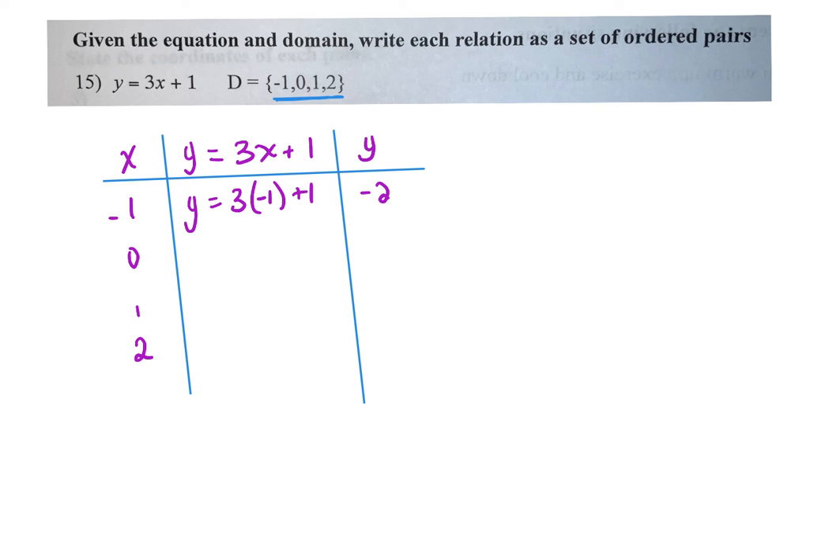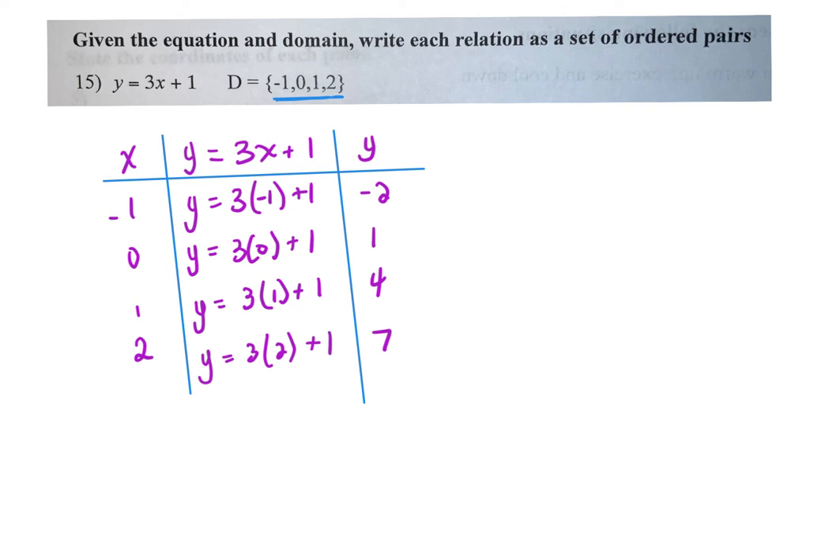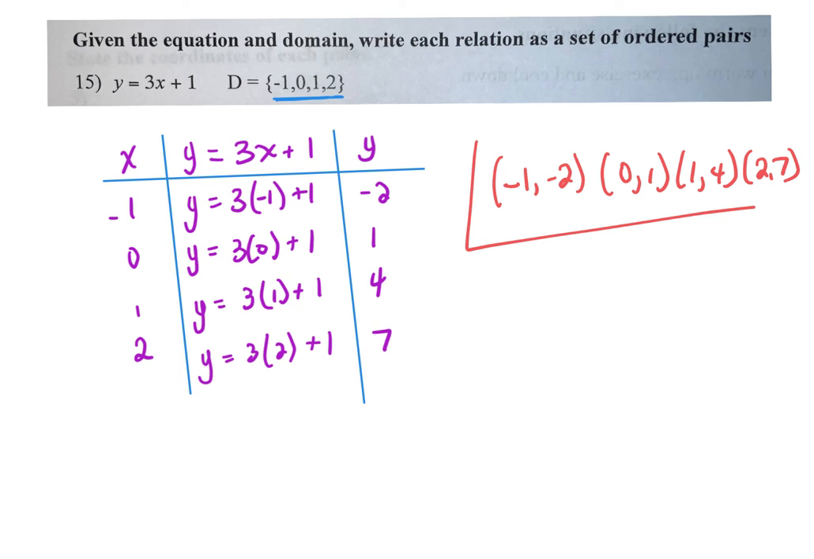-3 plus 1. Then 0 plus 1. Then 3 plus 1, and then 6 plus 1. And so if they want the ordered pairs, which is what they're asking for, you're actually not done. This is not a set of ordered pairs. You have to continue and actually give me the ordered pairs. -1, -2, 0, 1, 1, 4, and 2, 7. This is what your answer should look like here for this one.